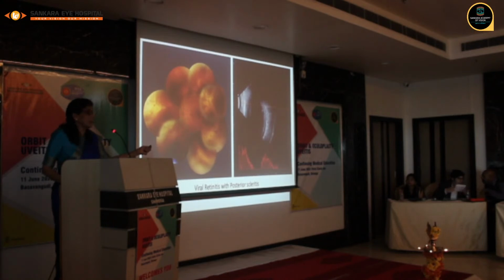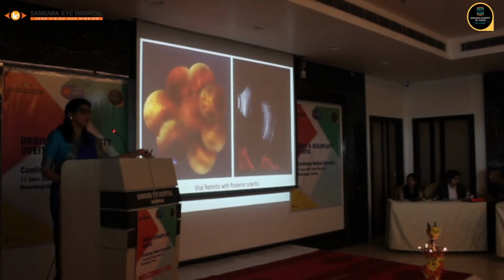This is a patient with viral retinitis. He initially came only with disc edema and actually had a lot of pain. So it was misdiagnosed as probably an early VKH. But by the time I saw him on Monday, he had already developed huge patches. And this is actually a viral retinitis with posterior scleritis.